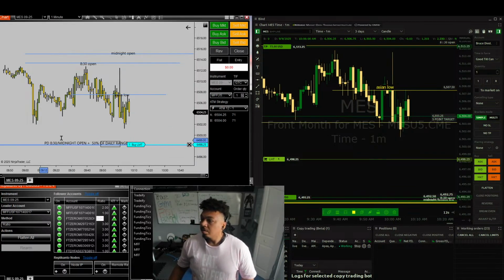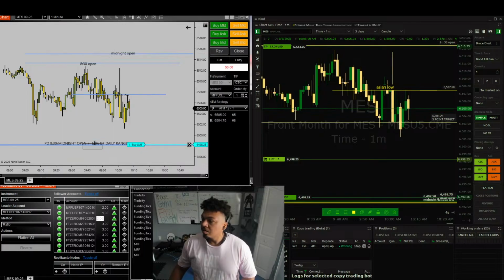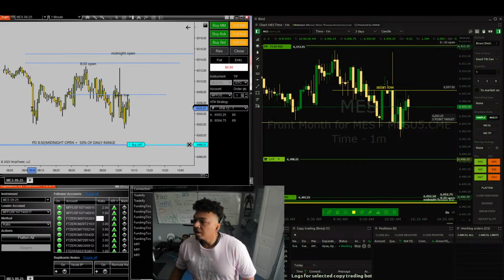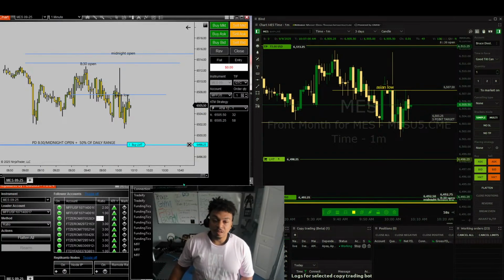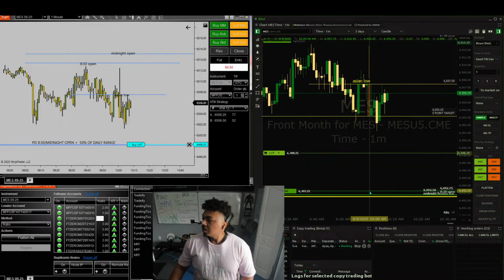So this level that we're going to be buying off of, let me copy that text so I could just put it over here too. This is previous day 8:30 midnight open plus 50% of daily range. Yep, let's press previous day's range. So look, it's not labeled here. I'm gonna put that here.